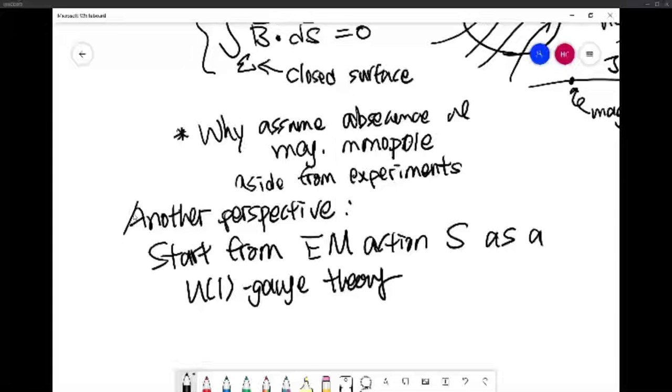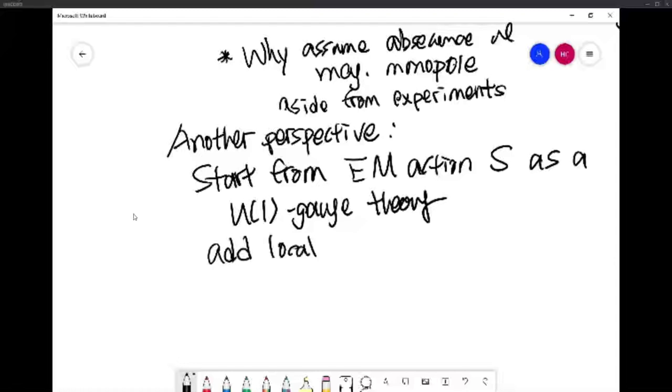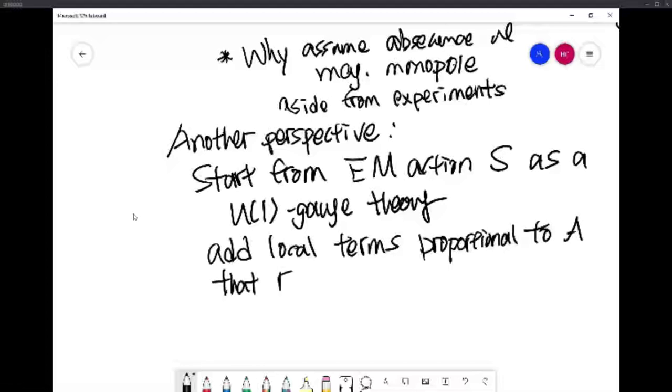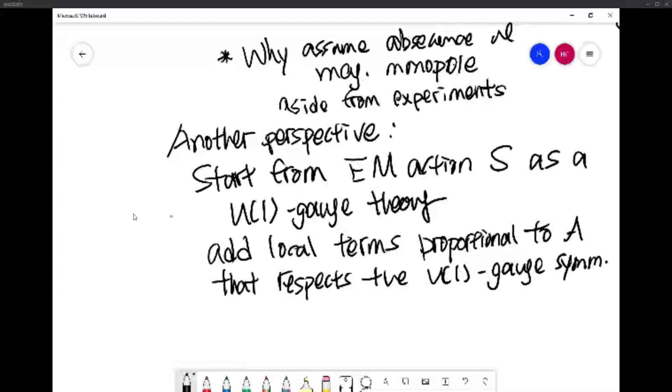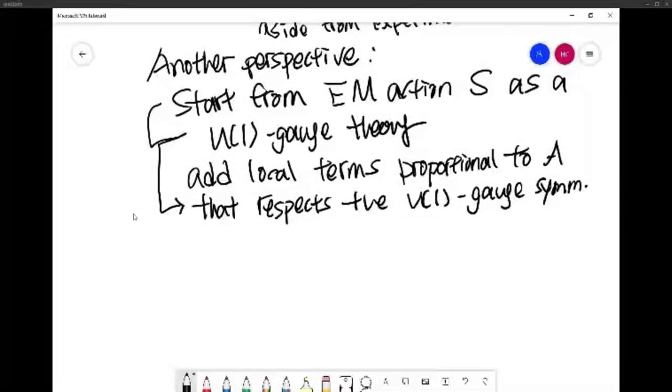And sort of build our action term by term like a Ginzburg-Landau type of theory, right? So what that means is that we add local terms proportional to the gauge field A that respects the U(1) gauge symmetry. Okay. So that's what we do. That's the mathematical perspective on how we can obtain the action.